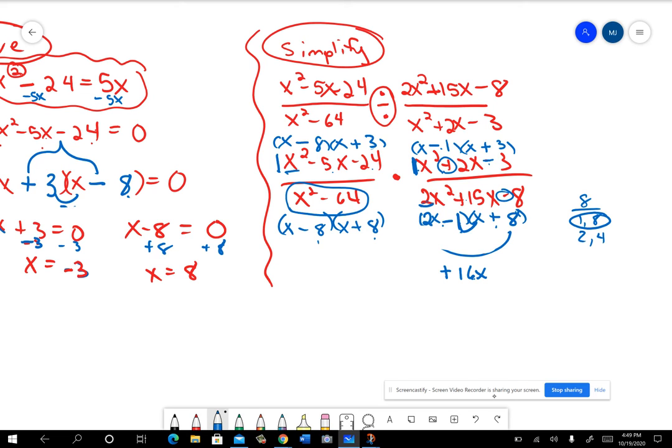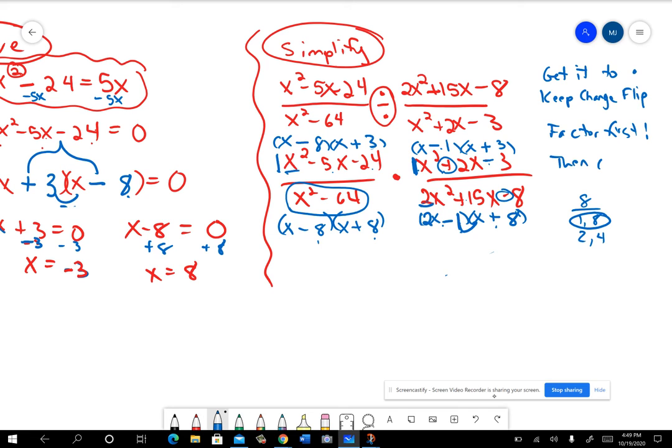Okay, now once you get it all factored, see, I guess that's the key. Make sure you get it to multiplication. Get it to multiplication. That's the keep, change, flip. Then you basically factor first, then cancel. And it has to be something from the top with something from the bottom. So cancel the common factors from the top and bottom. See that x minus 8 over x minus 8 would just equal 1. So I can get rid of that.